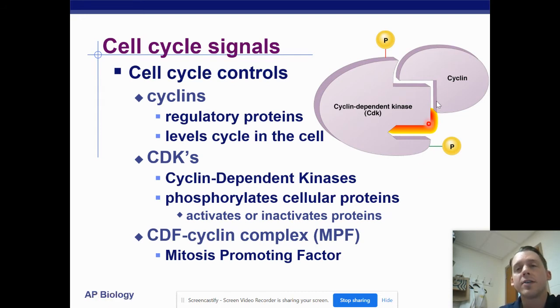When these two things come together, like you see in the picture, the CDK and the cyclin, when they come together, they make what is called a mitosis promoting factor, an MPF. And the mitosis promoting factor is going to push the cell past the G1 checkpoint and on into S and G2. So MPF is both of these together.